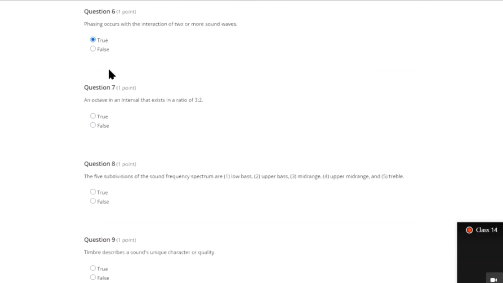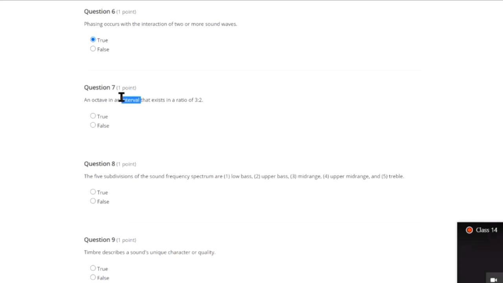That's true. An octave is an interval that exists in a ratio of 3 to 2. Let's define our terms here. An interval, in a musical context, is the distance between notes. If you play a note and then play some other note, you've played an interval. And musicians know many common intervals.